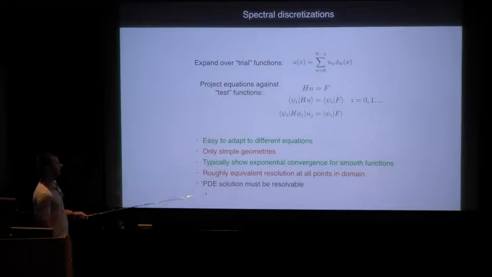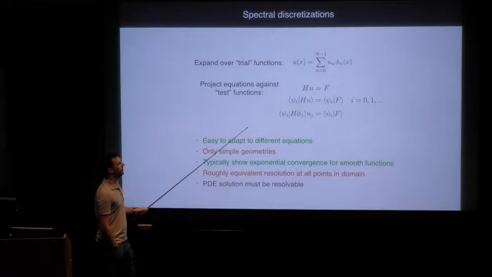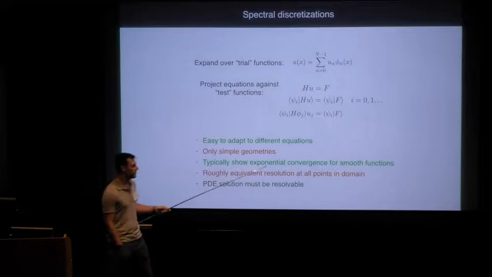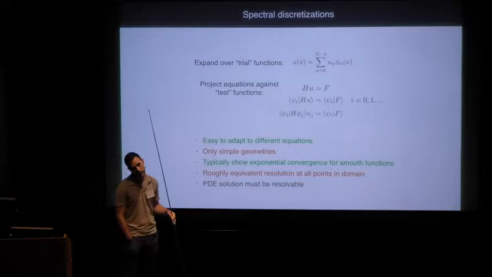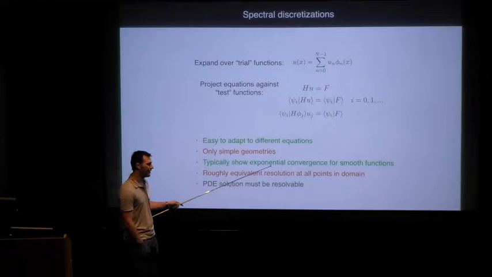The other big advantage, which I alluded to earlier, is that they're very accurate methods. So if you use the right set of basis functions, then you'll typically get exponential convergence to smooth solutions. So if your PDE has a smooth solution, as you add more modes, as you increase n, then you're going to converge exponentially towards that solution. So this is really the power, right? As opposed to a second order, third order, fourth order, finite volume method, this is basically like an infinite algebraic order or exponentially converging algorithm.